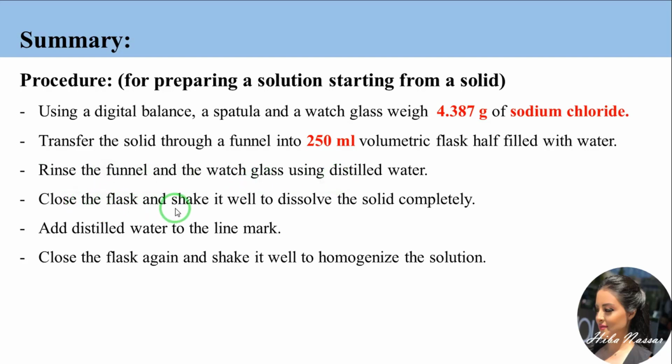Close the flask and shake it well to dissolve the solid completely. Add distilled water to the line mark. And finally, close the flask again and shake it well to homogenize the solution. So, in order to prepare a solution starting from a solid solute, you have to use the following procedure, which is composed of 6 steps.